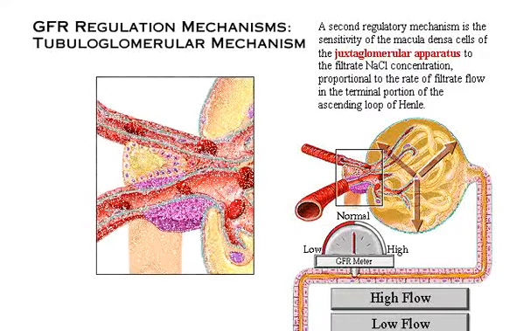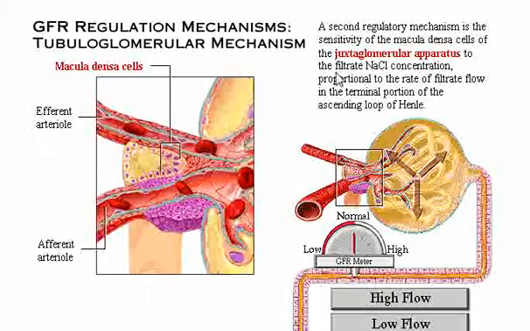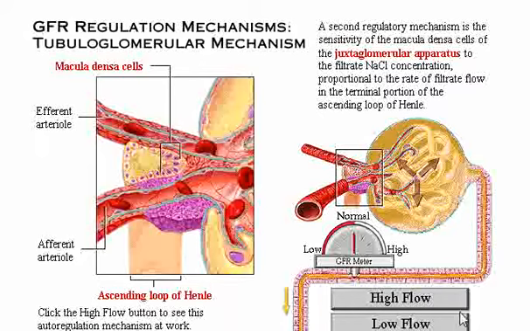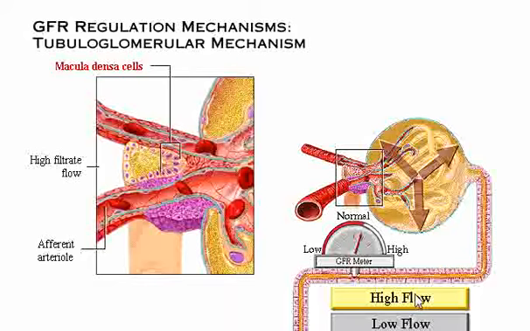The mechanism is the sensitivity of the macula densa cells of the juxtaglomerular apparatus to the concentration of sodium chloride in the filtrate, which is proportional to the rate of filtrate flow in the terminal portion of the ascending loop of Henle. Click the high flow button to see this autoregulate. A higher than normal flow of filtrate resulting from an increased GFR causes the concentration of sodium and chloride ions in the filtrate at the end of the ascending limb of the loop of Henle to increase.